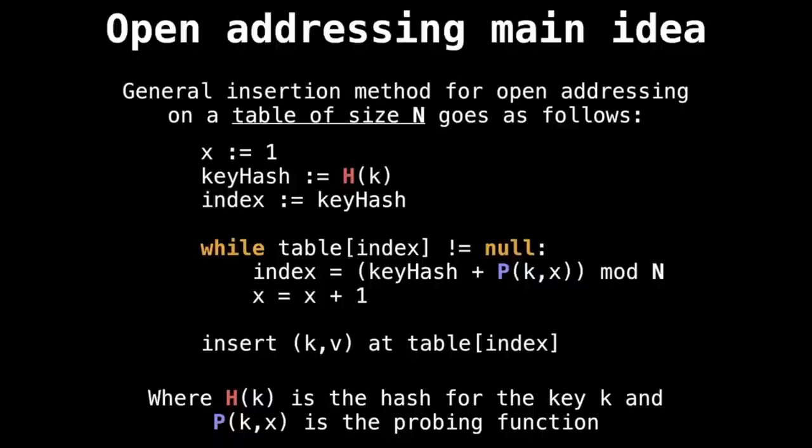And then eventually, we're going to find a free position. We always set up our probing function in such a way that we will always find a free slot, because we know that the load factor is being kept below a certain amount.